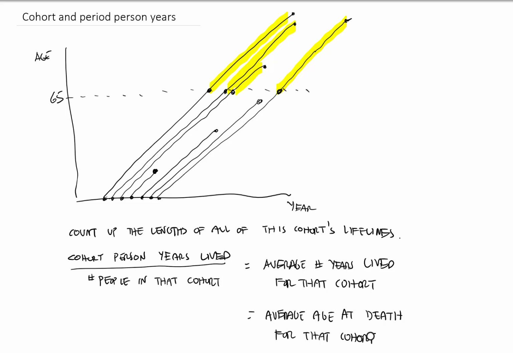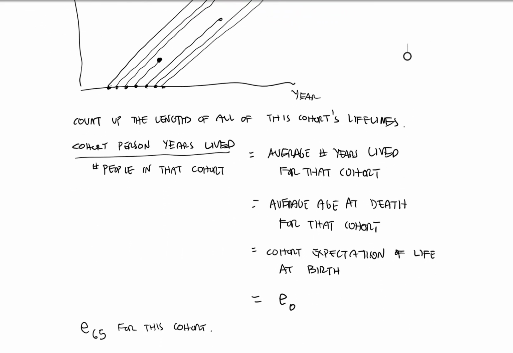Okay? We just add up the lengths of everything above age 65. So this is a conditional expectation of life. That's the years of remaining life for those people who reached age 65 from this birth cohort.